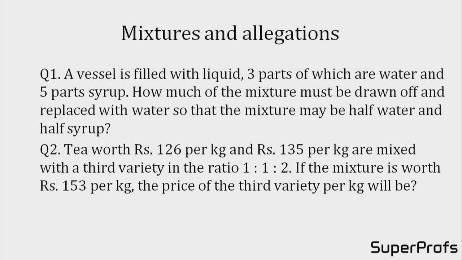Tea worth rupees 126 and 135 are mixed in the ratio of 1:1, but the third variety is mixed in the ratio of twice, and the resultant mixture is of rupees 153. So you have to find out the unit price. Again, all the questions are based on these two types. Little modifications in these questions and a number of questions can be created. So if you master these two types, you can easily solve 90% of the questions related to this topic.